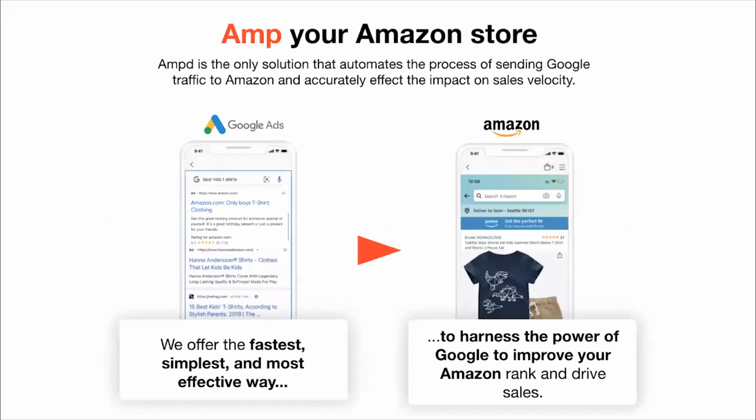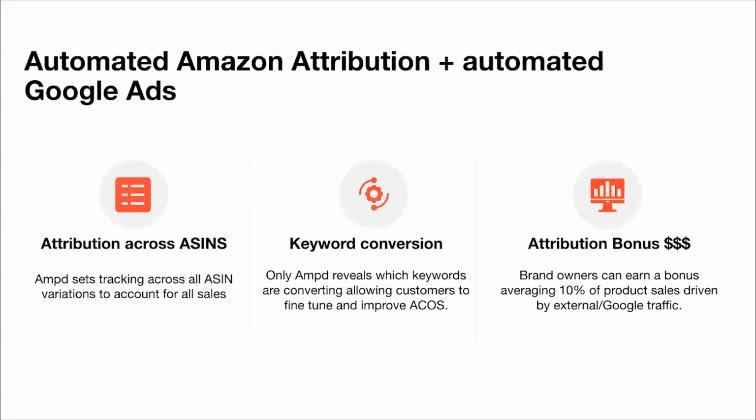Now, what AMP does here is we're the fastest, simplest, and most effective way to harness the power of Google to improve your Amazon rank and drive sales. So what our technology does is we're tapped into Google, we're tapped into Amazon, and we bring all that data together into our platform so you can see the whole picture in one place and you get full keyword level visibility. I'll show you what that looks like in a second, but it's so important to understand what the technology is doing to help you.